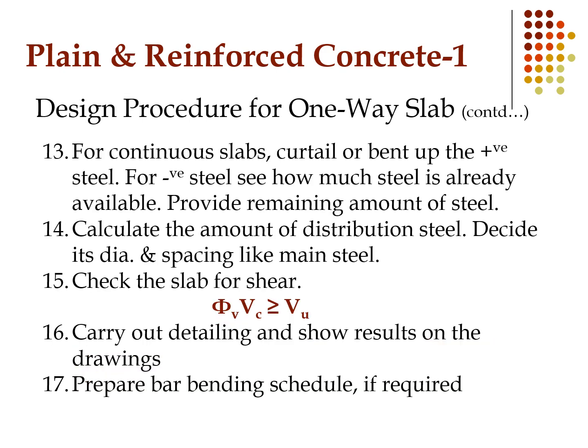In case of continuous slab, we need to provide positive reinforcement as well as negative reinforcement. Wherever we have a support, there we need to provide the negative reinforcement. We need to check the shear as well, and as I said, in most cases we do not need to provide shear reinforcement in the slab, as our check phi VC will be greater than the factored shear, which is VU. Then we carry out our detailing and prepare the bar bending schedule.